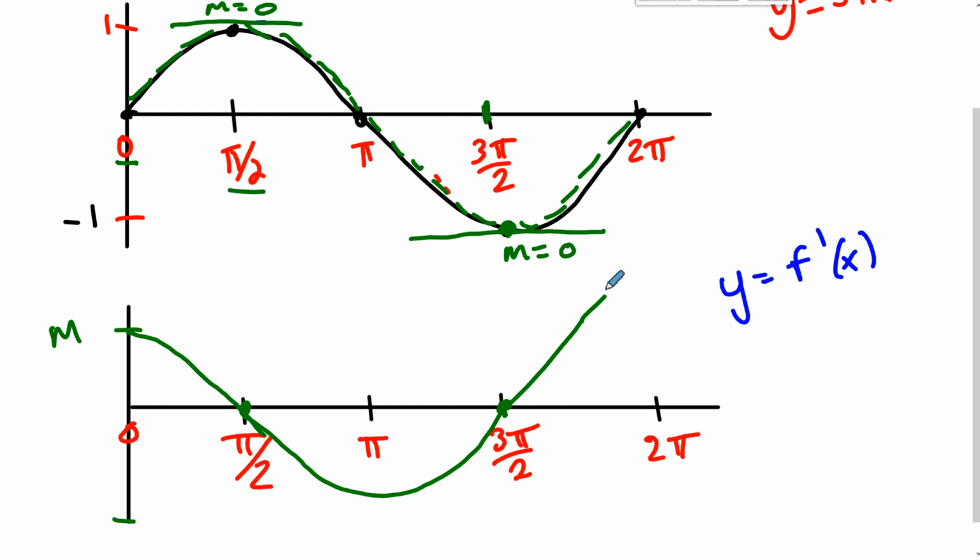There's kind of my graph of the derivative of the sine function, which looks very similar to, what function does that look similar to? It looks something like that. That looks similar to cosine, because doesn't cosine go 1, 0, negative 1, 0, back to 1? So the derivative of sine is cosine.